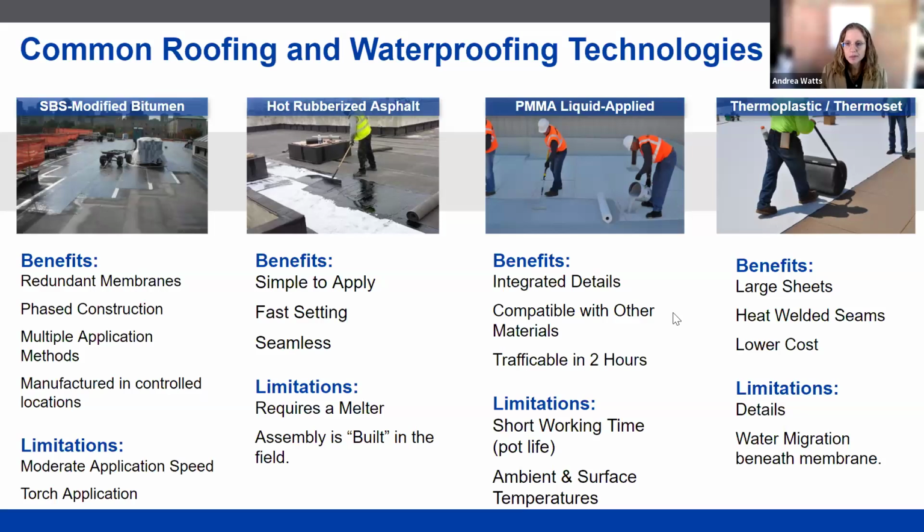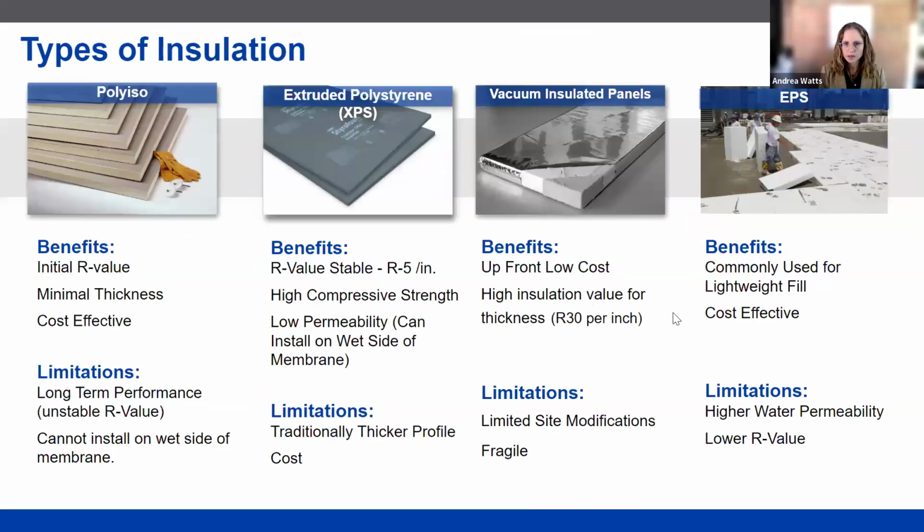Now, once we get our membrane squared away, we pick our poison there, we're going to start building up our roof. So if we look at the next slide, we're going to talk about the insulation types. There are 4 main types of insulation used in roofing. We have polyisocyanurate, extruded polystyrene or XPS, vacuum insulated panels, and then finally expanded polystyrene or EPS.